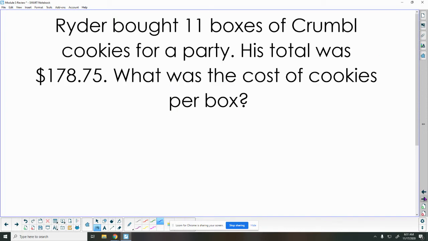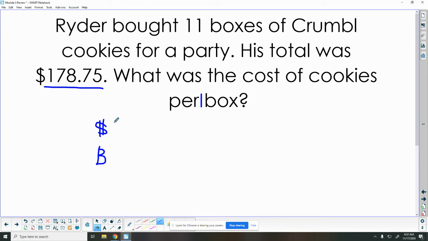Hey, Ryder bought 11 boxes of crumble cookies for a party. This is my kind of guy here. So his total was $178.75. What was the cost of cookies per box? So I want to know how much one box was. So we know we've got our money and our boxes. So see if you can set this problem up and then come back and check with me.